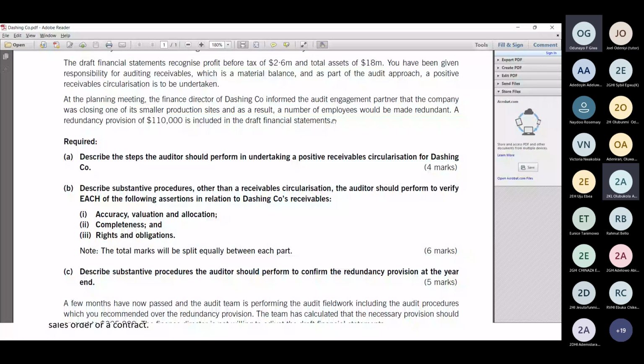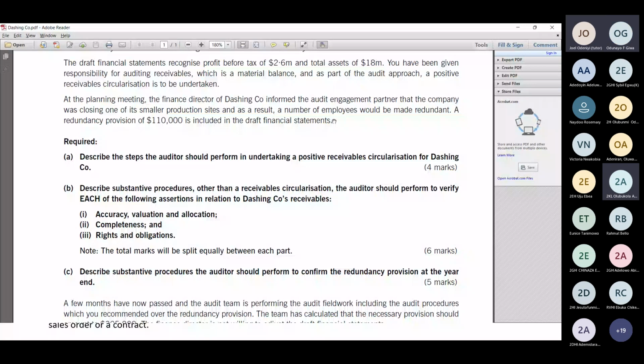So the minutes of the board meeting discussing the redundancy process should be reviewed to prove that the amount was agreed upon. I don't know. Does that make sense?